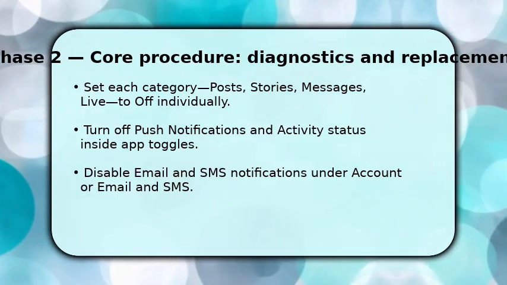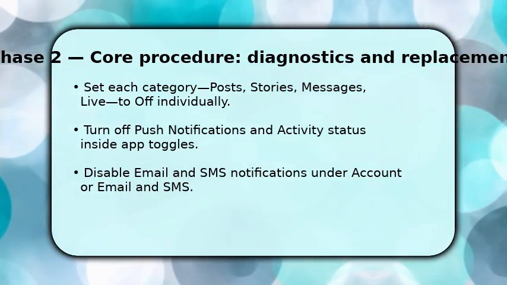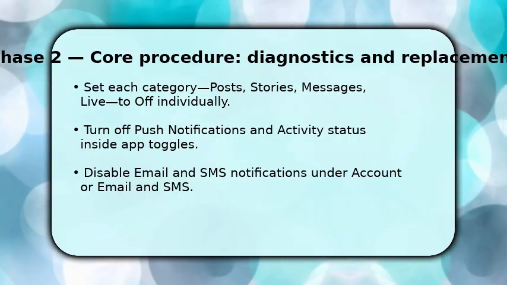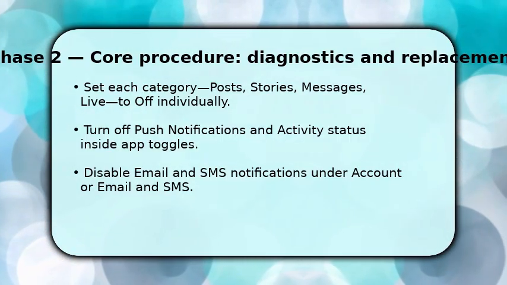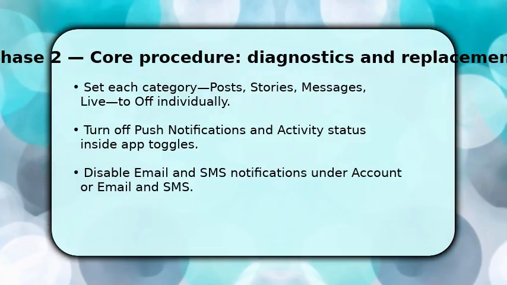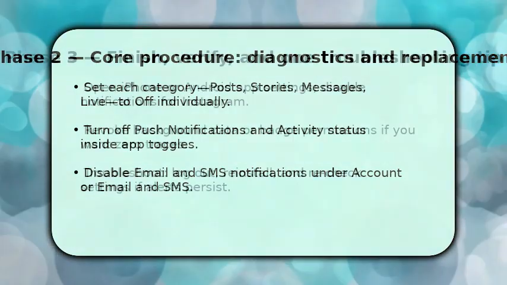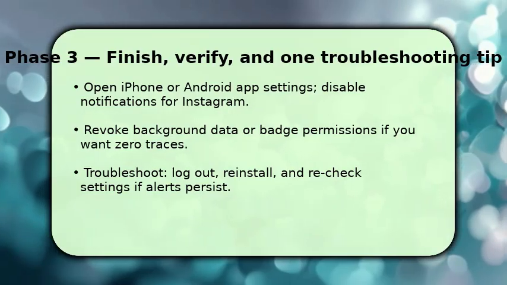Next, open email and SMS settings and disable those channels so messages won't arrive outside the app. Make sure the app-level push toggle is off. Otherwise, your phone may still show banners even after category changes. Finish by blocking Instagram at the phone level.